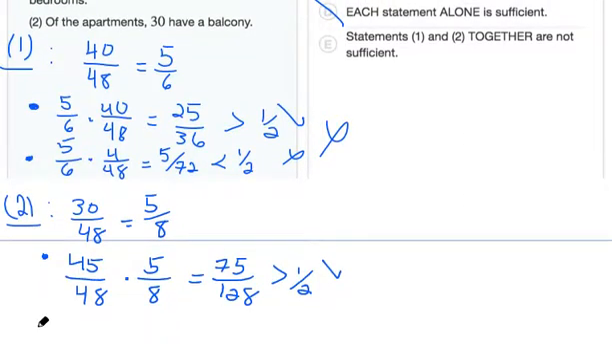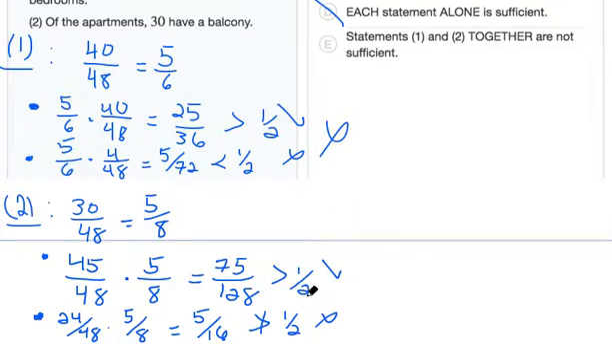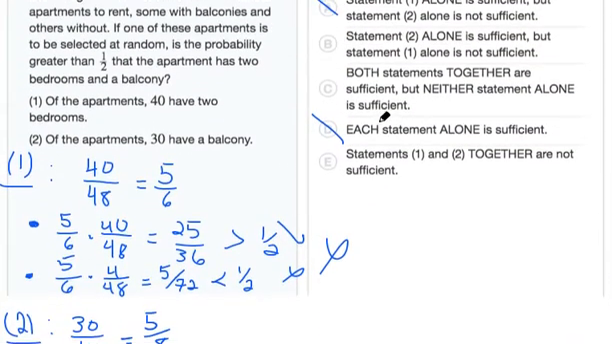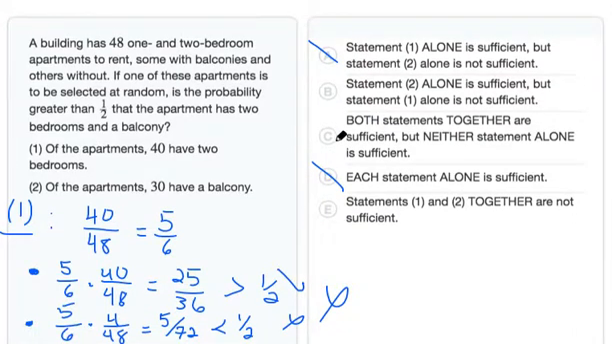Scrolling down a little bit for some more room, let's suppose, what if 24 apartments have 2 bedrooms? Then the probability of selecting a 2-bedroom apartment with a balcony is 24 divided by 48 times 5 divided by 8, which equals 5 divided by 16, and this is not greater than 1/2. So the answer to this question would be no. And by the same logic as last time, this statement alone is not sufficient. So if we scroll up, we can actually eliminate answer choice B. Statement 2 alone is not sufficient.